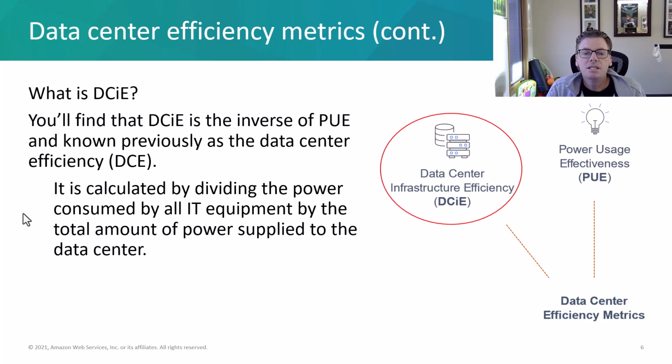All right, so the DCIE is the inverse, right? The opposite of the PUE. It's calculated by dividing the power consumed by all of the IT equipment by the total amount of power supplied. So let's just do this as an example. If your PUE was 60%, and I'm just pulling this number out of thin air, okay, that would mean that your DCIE would be 40%. So they're related in that way, that they are the inverse of the other.